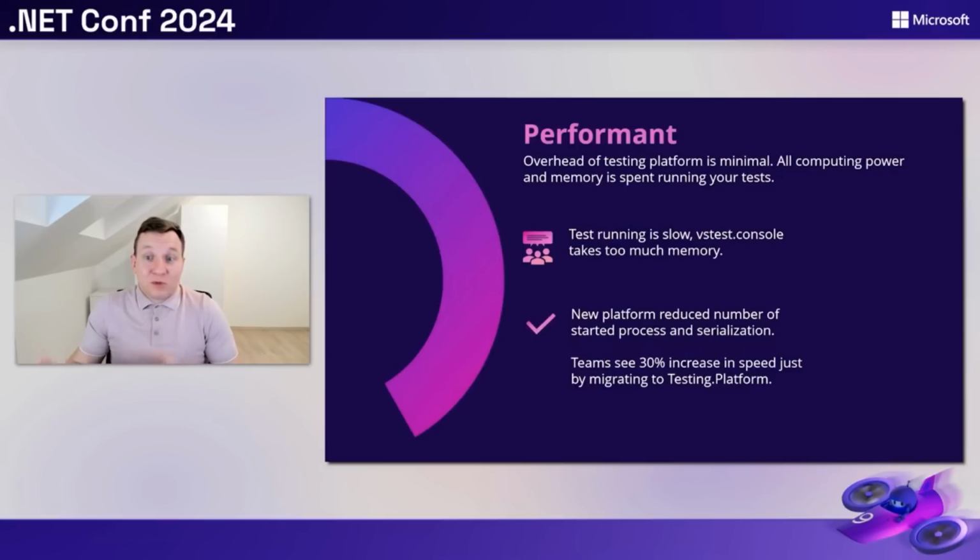We want our platform to be performant because you shouldn't be spending time running the platform itself. You should be spending CPU and memory on running your tests. And so the overhead of the new testing platform is minimal. A complaint might be test running is slow, VSTest console takes too much memory. And so the new platform reduced the number of processes that we start and the serialization between processes to a minimum. And so now teams see a 30% increase in performance just by moving to the new testing platform and doing nothing else.